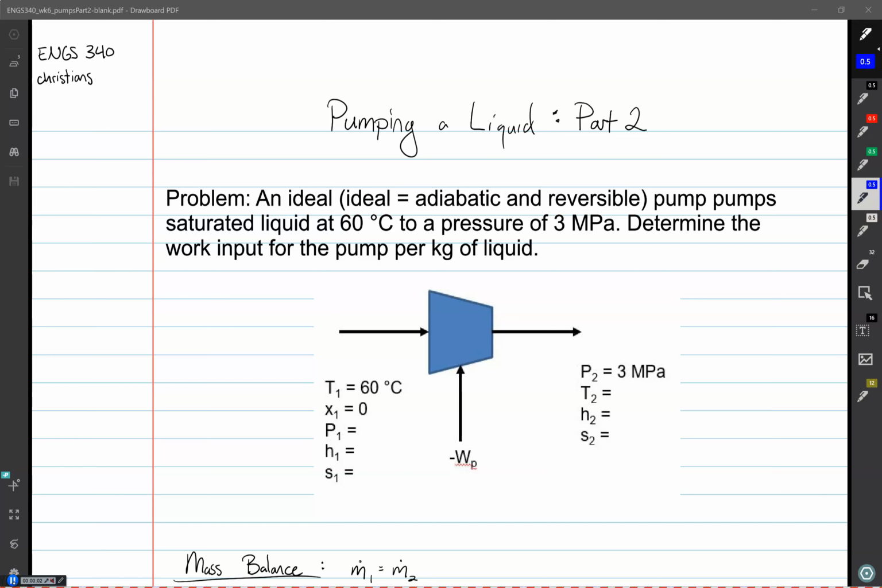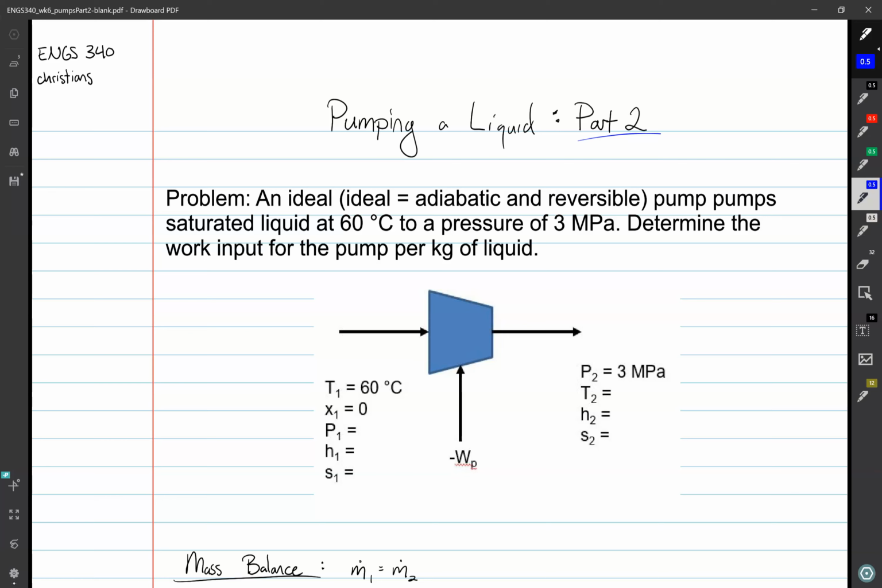So in the last video, we talked about our standard problem-solving method for problems like this. We're going to be looking at the same problem as we did in the last video. If you haven't seen part 1, go back and watch that before you watch this, part 2 of pumping a liquid. So we're going to start with the same problem.